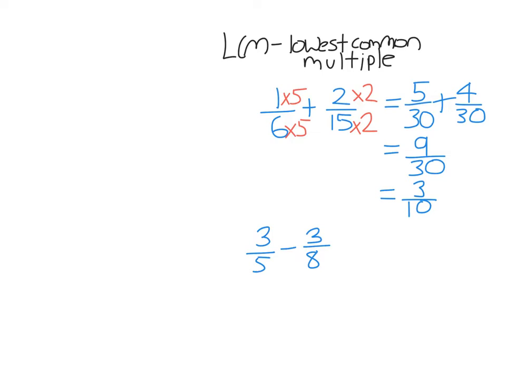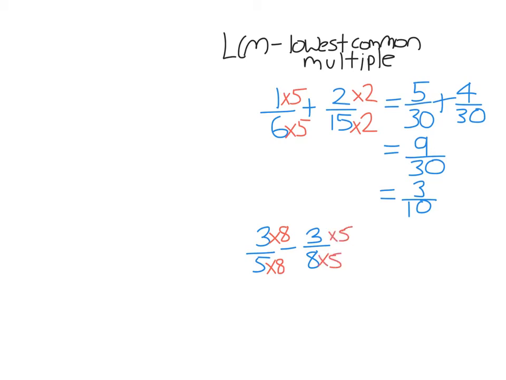So let's now try 3 over 5 minus 3 over 8. Once again, denominators are not equal, so I can't subtract them until I make the denominators equal. So the lowest number divisible by both 5 and 8 is 40. So I'm going to times bottom and top of this fraction by 8 to make this denominator equal to 40. Then to make this denominator equal to 40, I'm going to times top and bottom by 5.